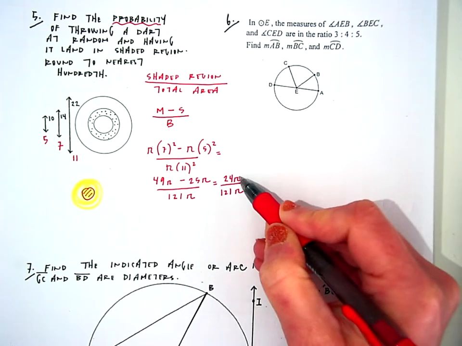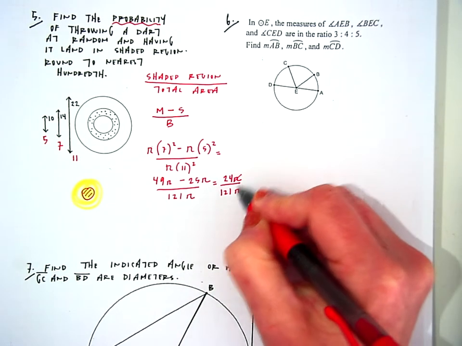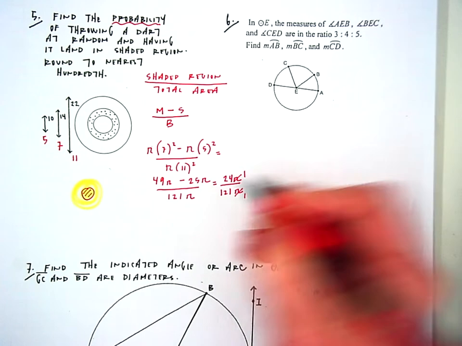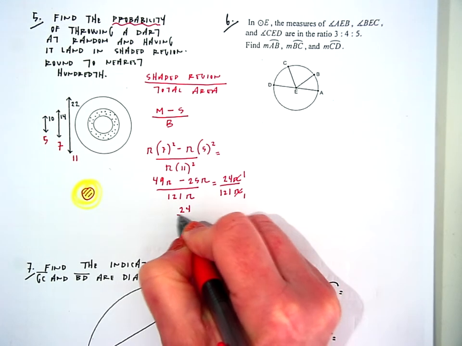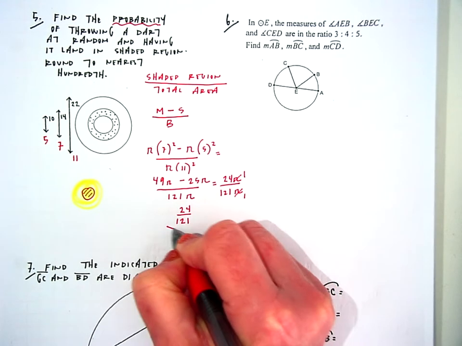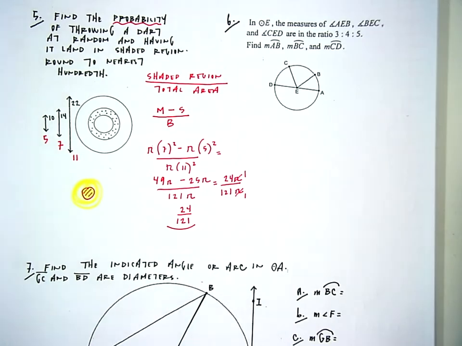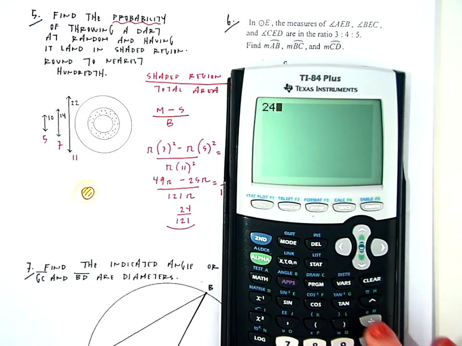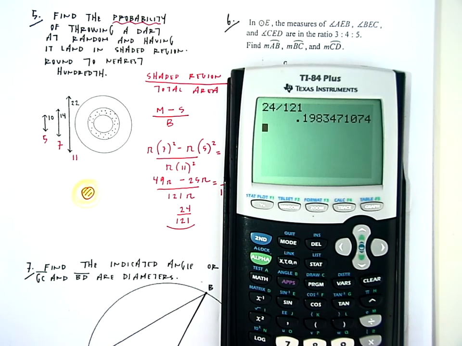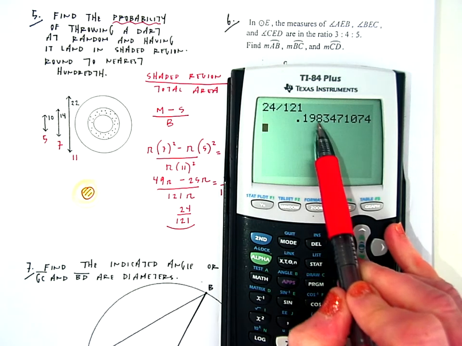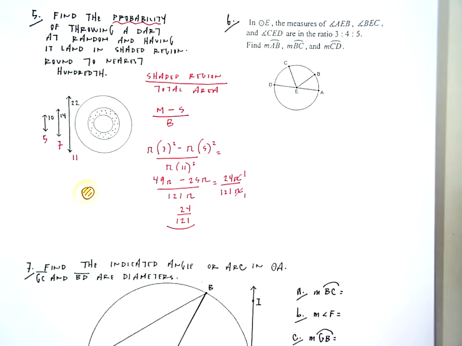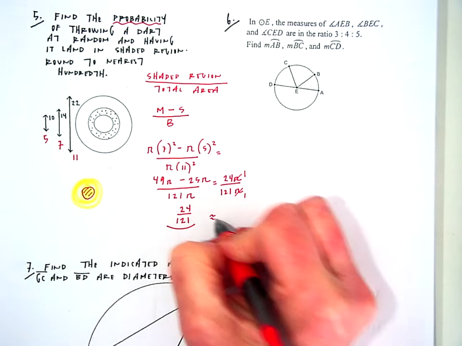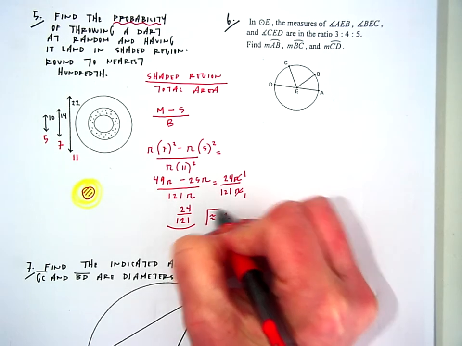So since I see a pi divided by a pi, that's really a 1-to-1 ratio. So this is really 24 divided by 121. So that would be my simplified fraction. And if I type that into my calculator, 24 divided by 121, that gets me, to the nearest hundredth, 2 spots, that 8 is going to pull that 9 to a 0. So I'm looking at about 0.2 for my probability.